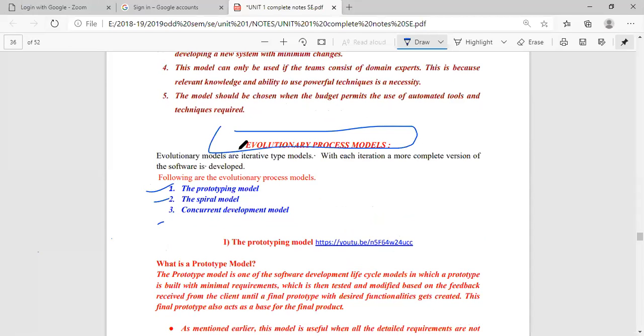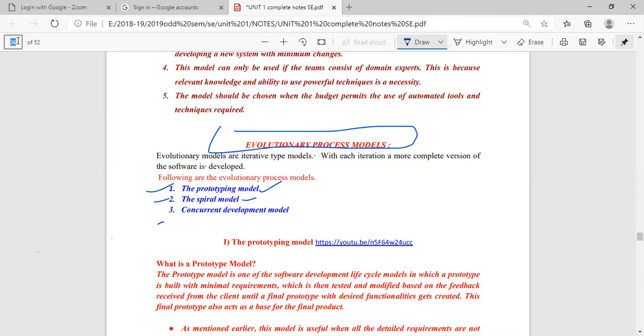If they ask you to explain the evolutionary process model for 10 marks, you can explain any two. You can explain any two if they are asking for 10 marks, or you can also explain all three models, or they may ask you specifically to explain prototype or spiral model. Concurrent is asked very rarely. These two models are asked very often.